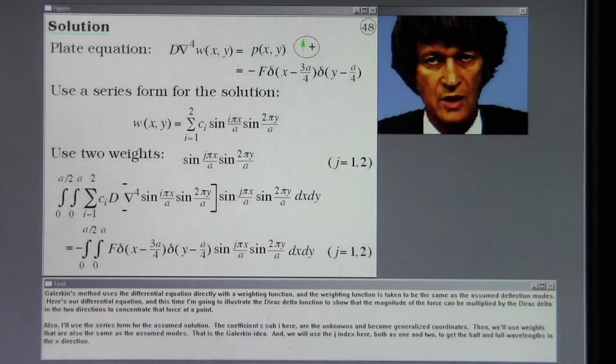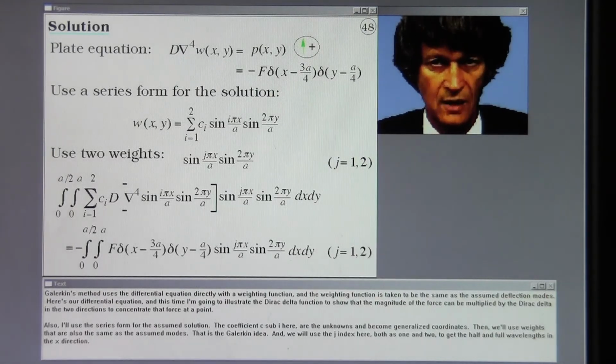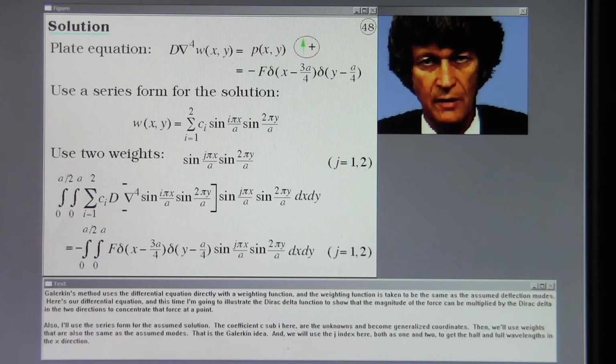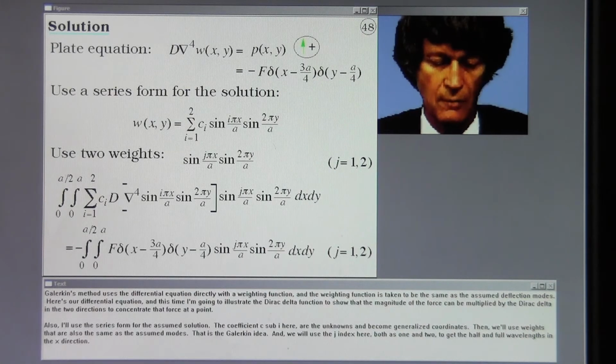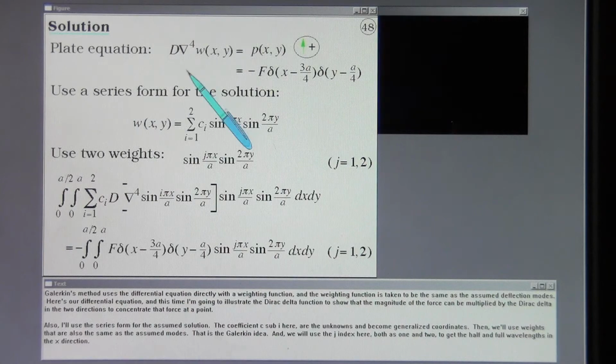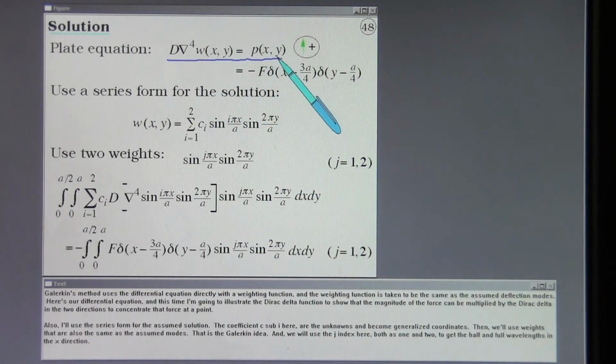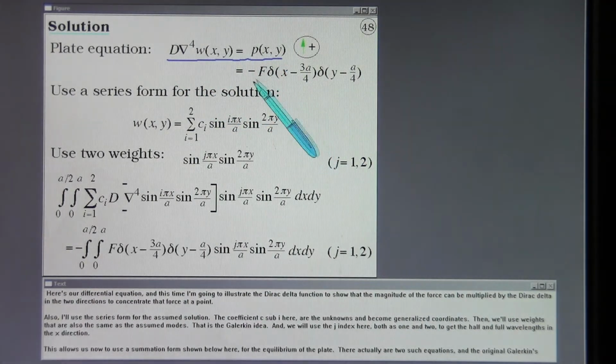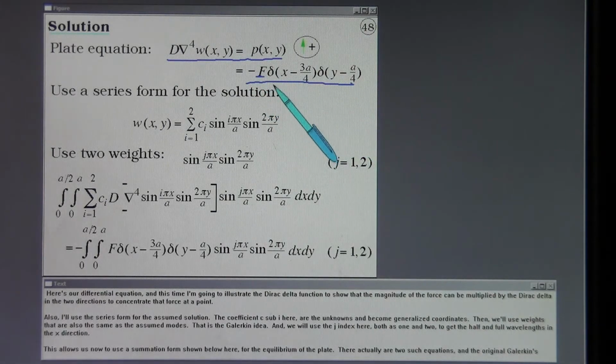Galerkin's method uses the differential equation directly with a weighting function, and the weighting function is taken to be the same as the assumed deflection modes. Here's our differential equation, and this time I'm going to illustrate the Dirac delta function to show that the magnitude of the force can be multiplied by the Dirac delta in the two directions to concentrate that force at a point. Also, I'll use the series form for the assumed solution.